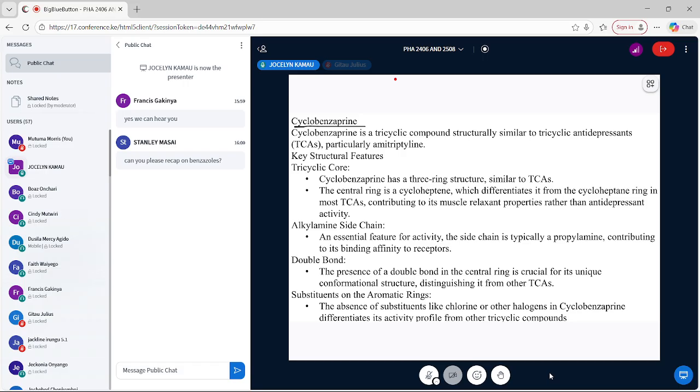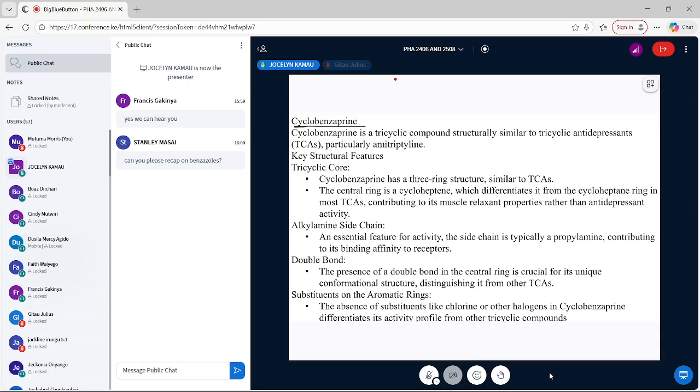And again, when you come to study the antidepressants, because antidepressants is the main subtopic, you will go into detail about cyclobenzaprine. Try to see what the structural differences are, because it's a tricyclic, but it's not an antidepressant. Of course, it's being used as a muscle relaxant. When you use something as an antidepressant, it is increasing the levels of the catecholamines. But this one is decreasing the activity of the catecholamines.